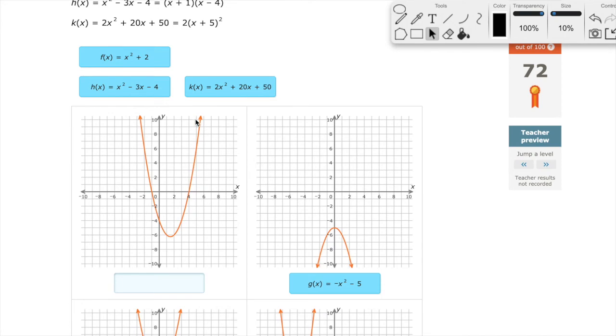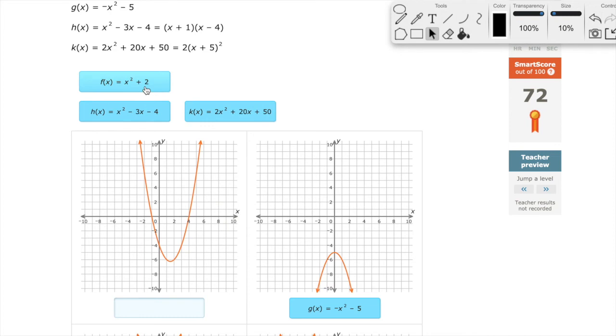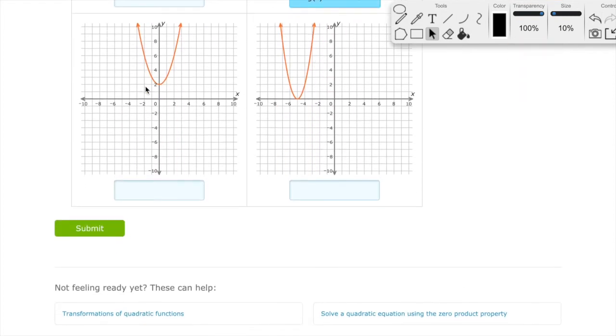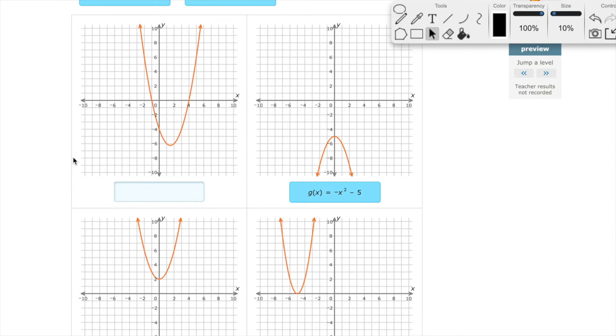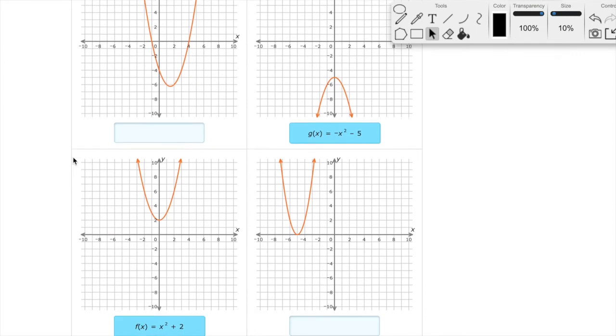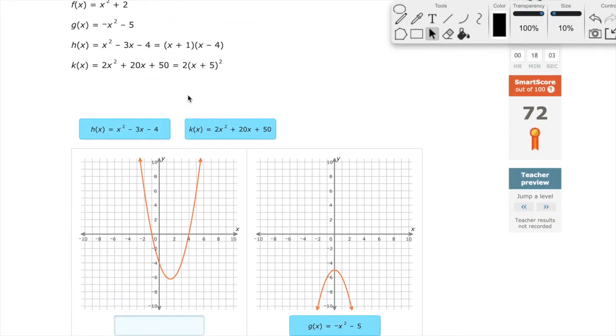I also see that this one crosses at 2, so I would look out of my remaining ones which cross at the y value of 2. That would be this bottom left option. I would say be careful and go slow with these. I've had some issue when I was preparing to record of dragging these in the wrong spot. It's very sensitive when there's 4 of them here, so just go slow.